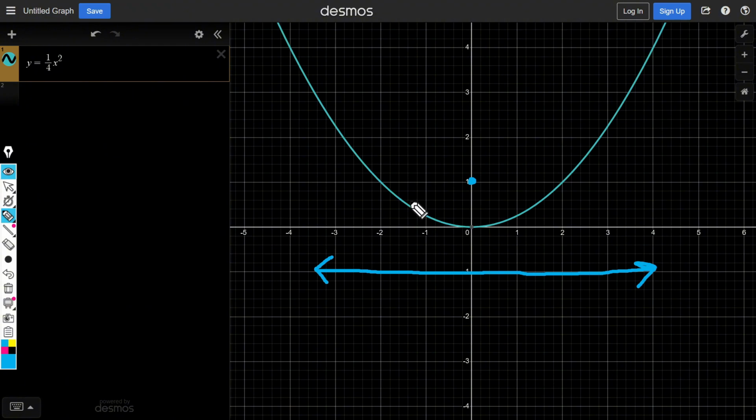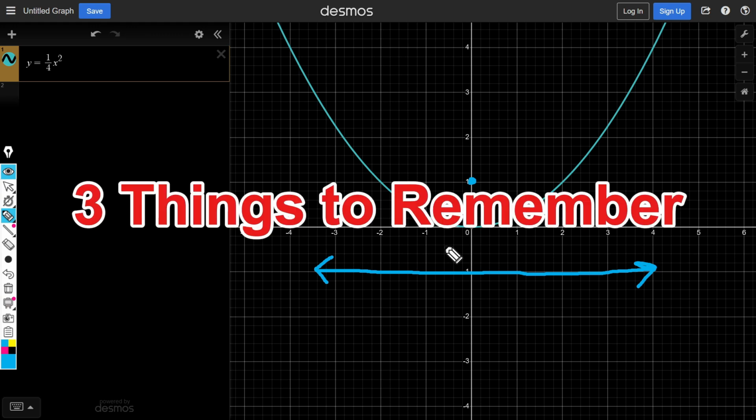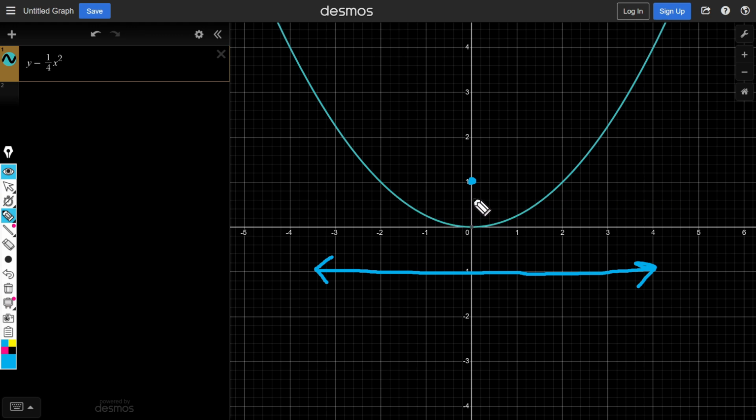Now, like I said earlier, when the boot is shoved way up there, they're gonna give you these two things and tell you find the equation for the parabola. And to do that, it is just annoying. But before talking about that, we need to go over 3 things to note about the focus and directrix.